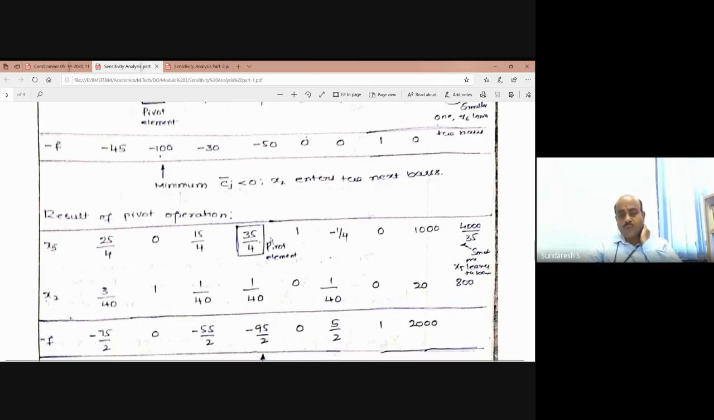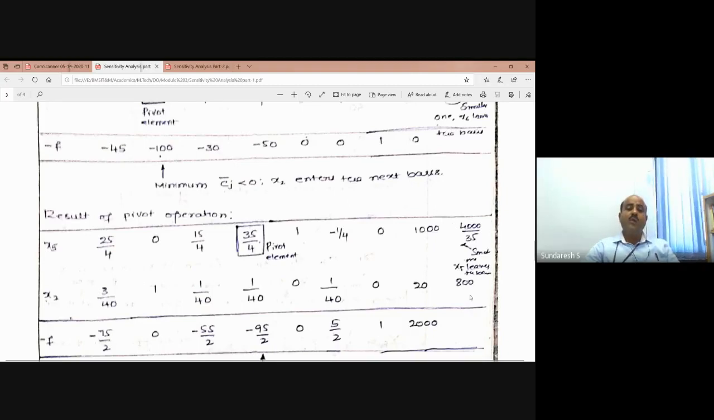Before going to that, first you have to identify the pivot element here: the pivot column and the pivot row. The element which intersects the column and the row will be considered the pivot element. In this case, the pivot element is 35 by 4. Please enclose it with a square box, just to identify which is the pivot element. This is what we call the pivot element.